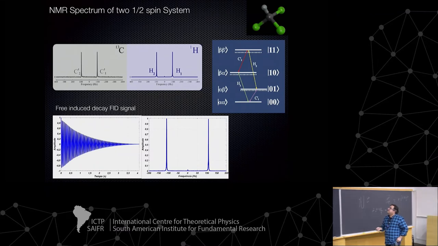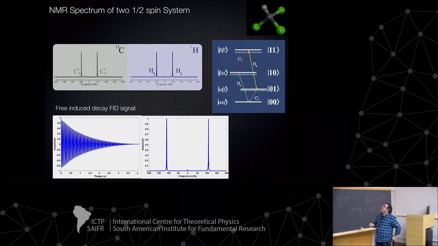Okay, this is how we measure the system. So this is valid for a 2-qubit molecule like chloroform. When we let the system relax again to thermal equilibrium, we will get a signal. We will measure the radio frequency field emitted by the system.